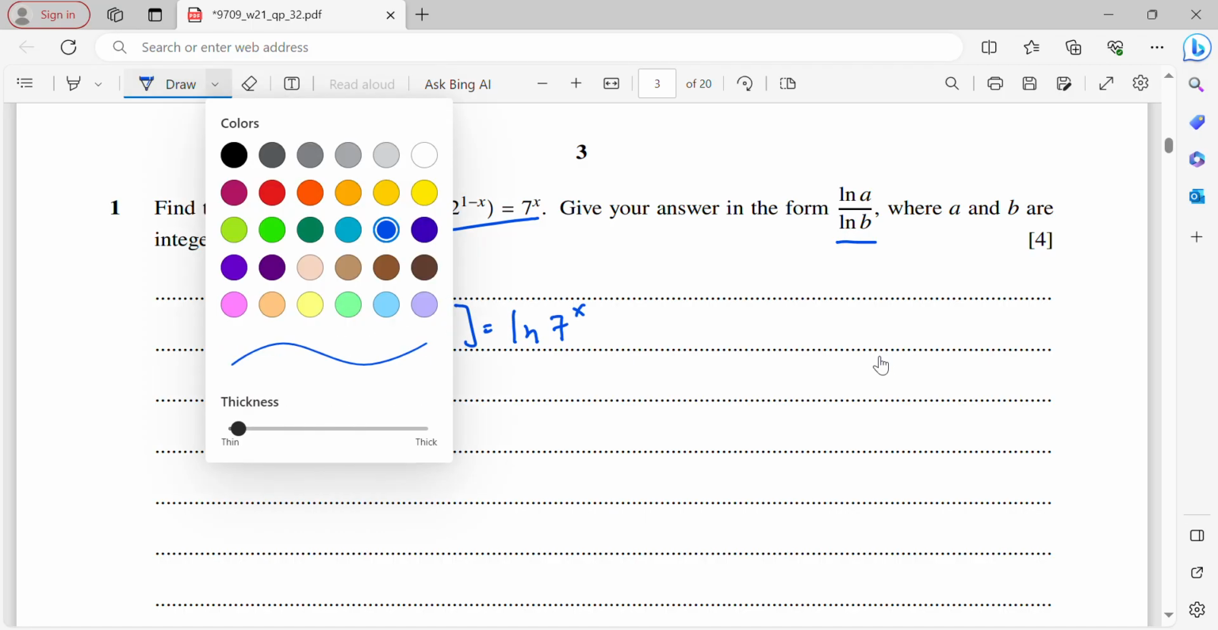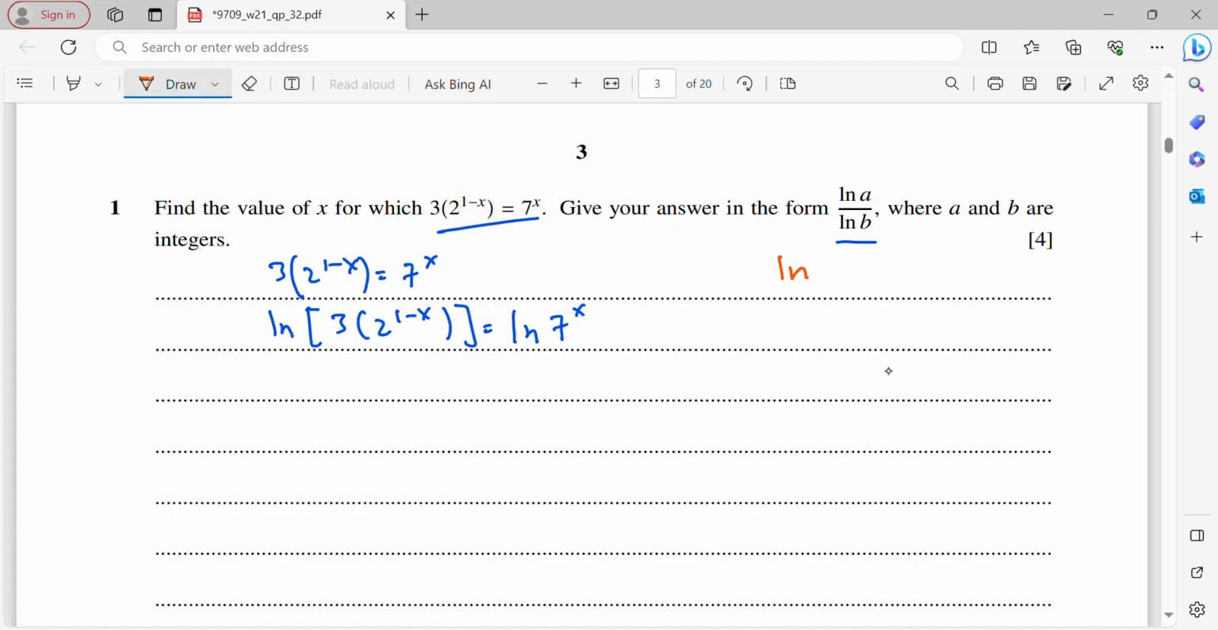Now we have a formula, ln A plus ln B equals ln A times B. And at the same time, ln A to the power of B is B ln A. So for the left hand side I have ln of multiplication of two terms, so I will refer to the first formula, which means it will be ln 3 plus ln 2 to the power of 1 minus x equals ln 7 to the power of x.